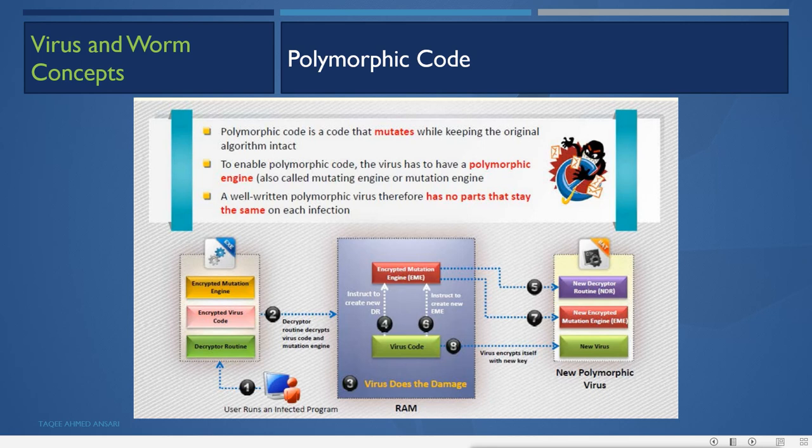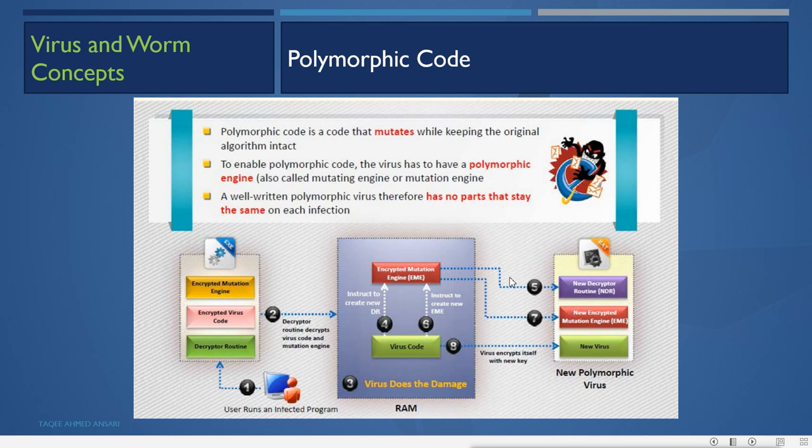For that, the virus creator has to create the engine for it. So whenever it infects the program and the program is executed, every time it changes its code itself. So it is very difficult for the antivirus to detect, because every time it is running the virus, it is changing its code.